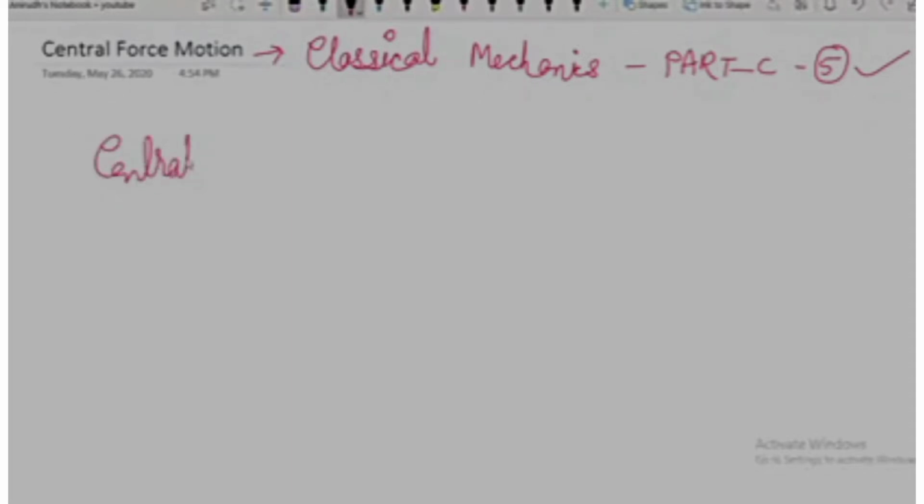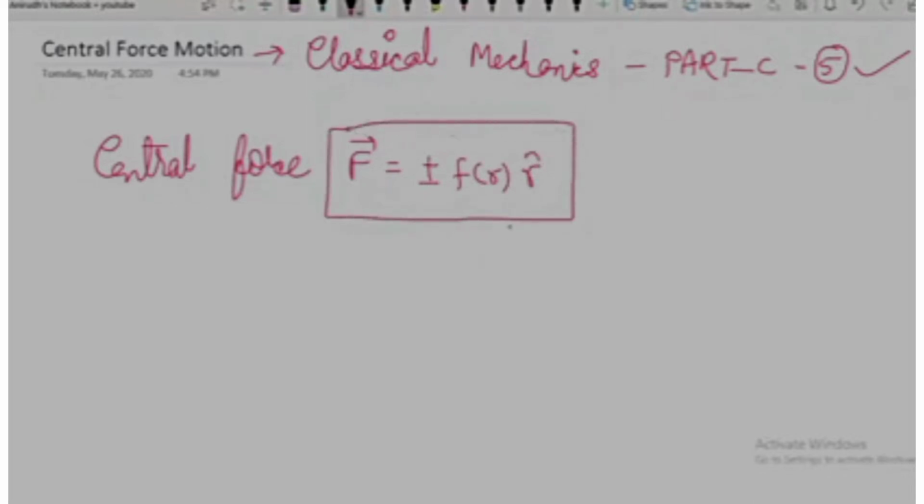So the central force is always of the form F vector is equal to plus or minus F of r times r cap. That is, the force is a function of r and r cap. Here the plus sign represents repulsive, and minus means attractive. The gravitational force is always an attractive force, and Coulomb force can be both repulsive and attractive.